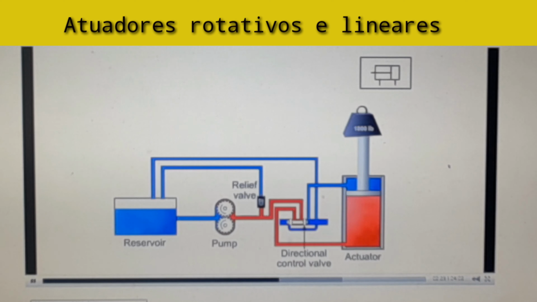A double-acting cylinder is controlled by a directional control valve. The directional control valve directs fluid to one or the other cylinder chamber. This valve will be discussed later in the control valves section of this course.